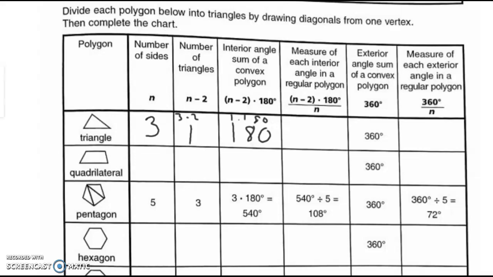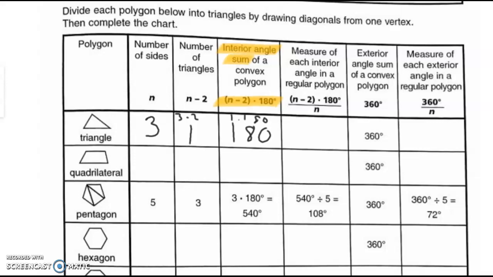Okay, so that is a formula you are going to have to know and remember. And this is the sum of the interior angles. And this is a formula that you are going to need to know, the n minus 2 times 180.